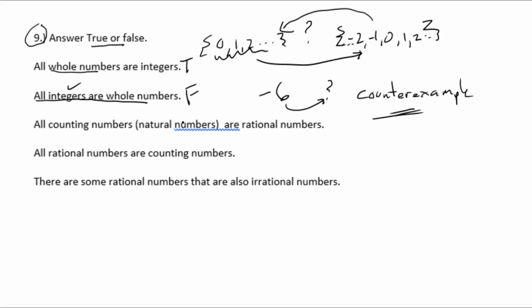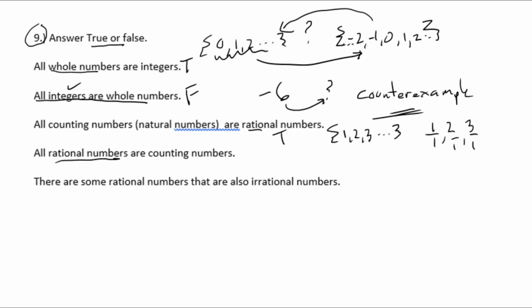All counting numbers are rational numbers. Yes, counting numbers, recall, right? 1, 2, 3, ... Close parentheses. 1 can be written as a fraction. 2 can be written as a fraction. 3 can be written as a fraction. So these can be written as fractions, so they're all rational numbers. This is true.